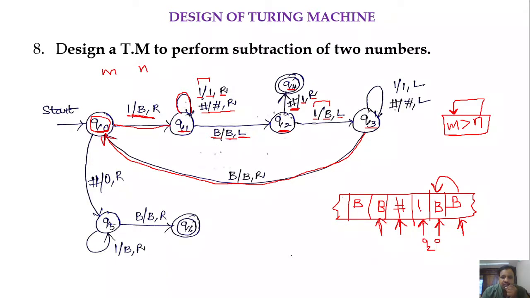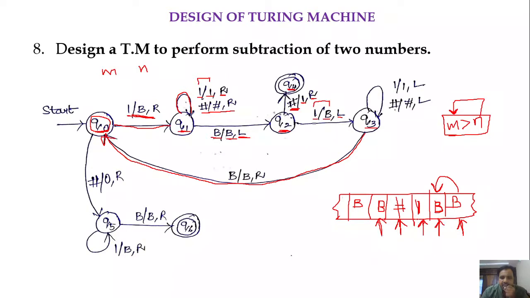So while moving towards left, in q2 if we get 1, keep that 1 as it is. Sorry, in q2 if we get 1, replace that 1 with a blank. So this is the state. So in q2 if we get 1, we replace that 1 with a blank and move the header towards left.